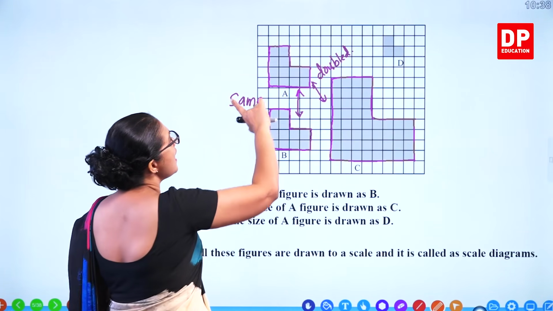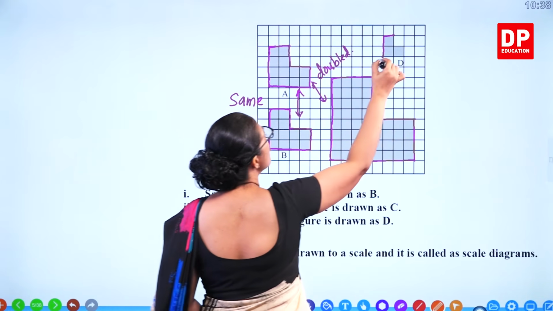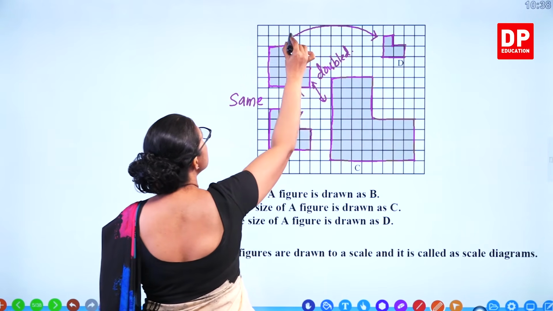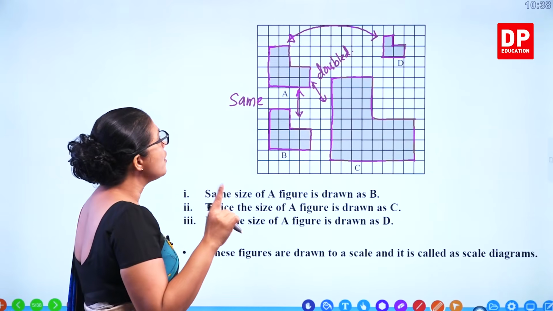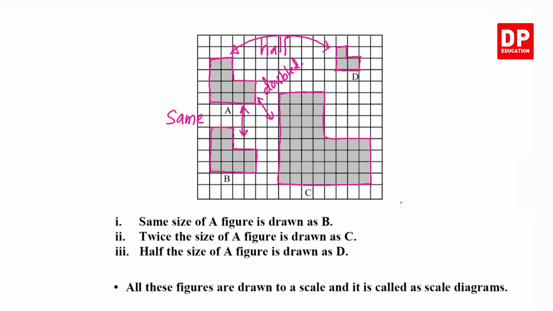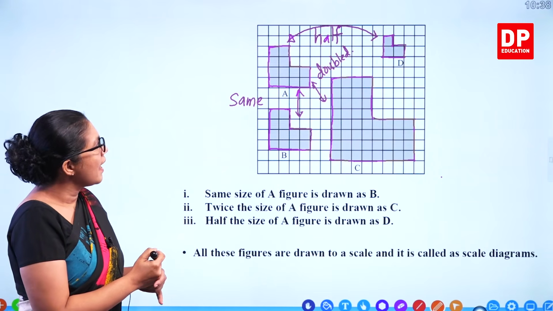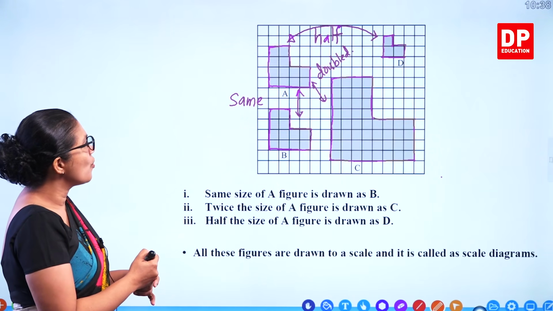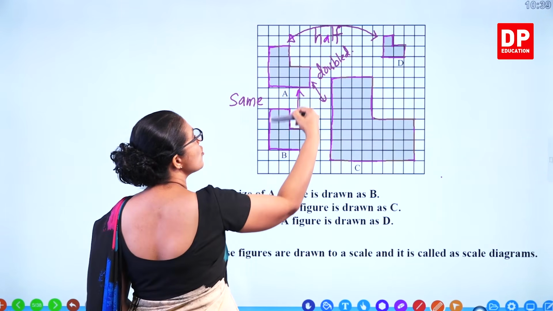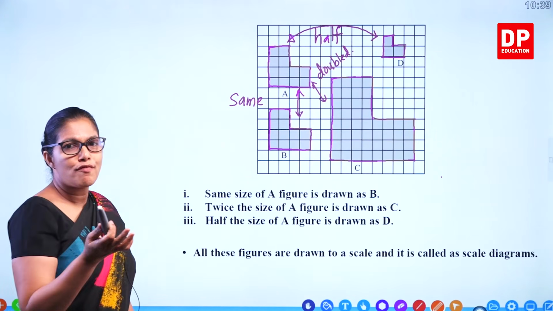What can you say about A and D? This is 1. 2 becomes 1. Here 4 becomes 2. So here to here, this is half of the size. So reduced by half. So this is halved. I'll write half. So all these are scale drawings. The ratio we use, that's the scale. So here the ratio is 1 to 1, 1 to 2 and 1 to half, 0.5.